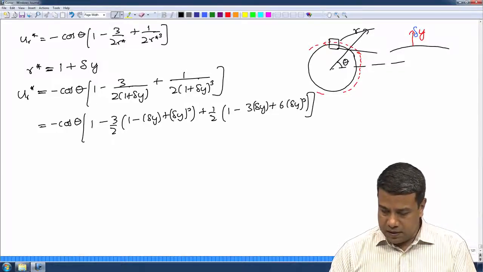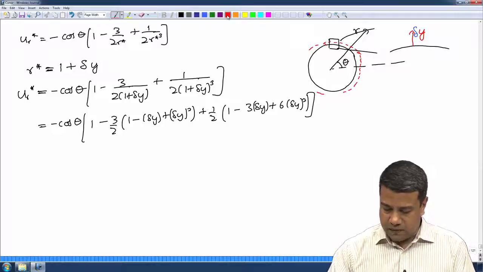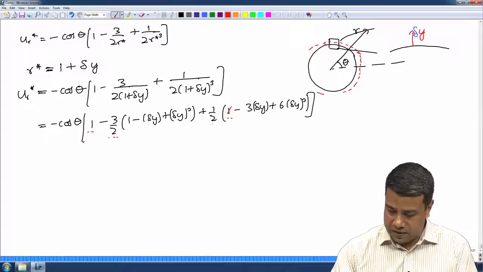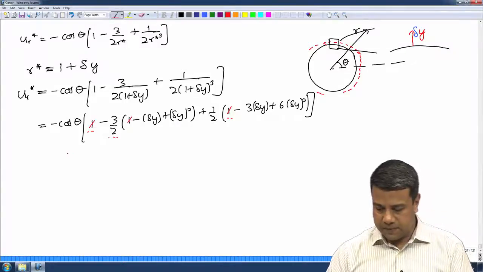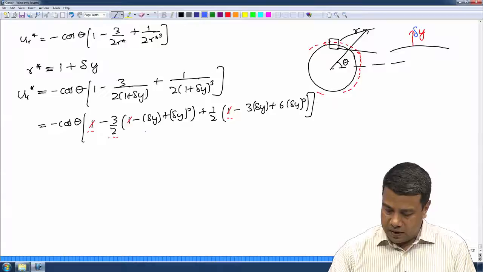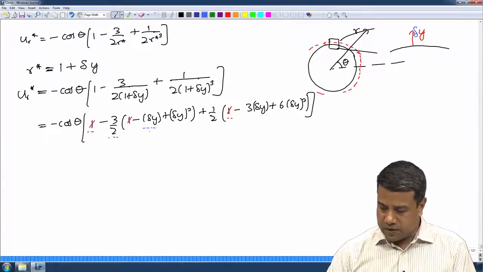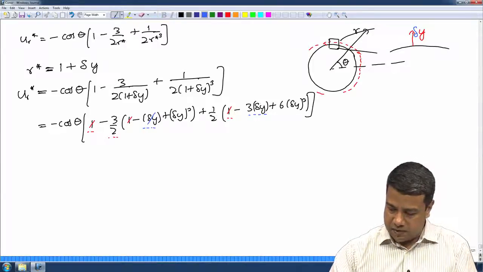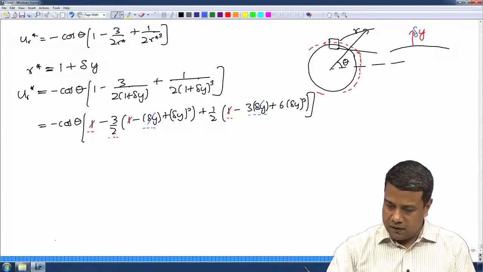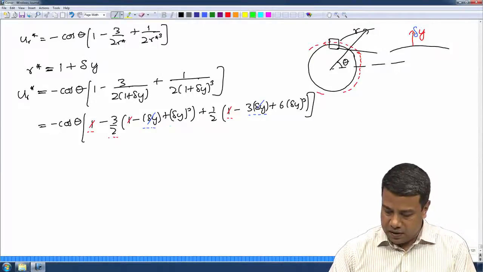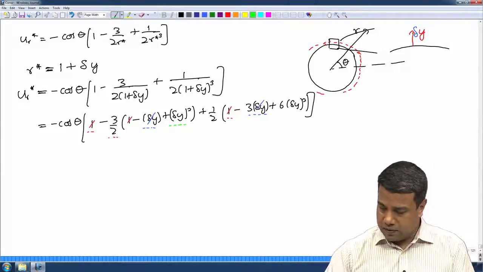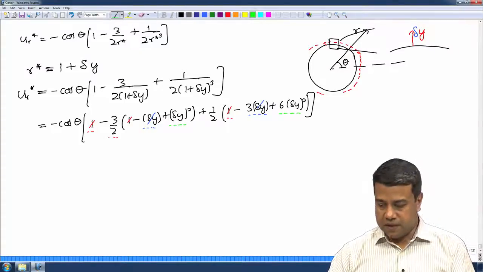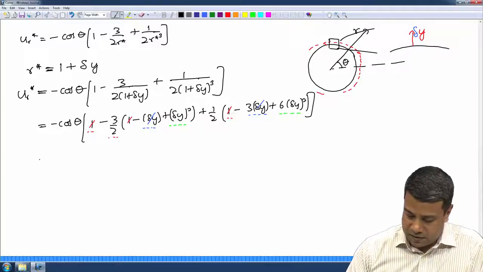And now you can see all terms of order 1. I have 1 here, 3 by 2 and 1 by 2, minus 3 by 2 and 1 by 2, and these will cancel out. If you consider terms of order delta y, I have plus 3 by 2 delta y and minus 3 by 2 delta y. Therefore, these terms will cancel out. If I consider terms of order delta y whole square, I have minus 3 by 2, plus 3. Therefore, I have plus 3 by 2 delta y the whole square.